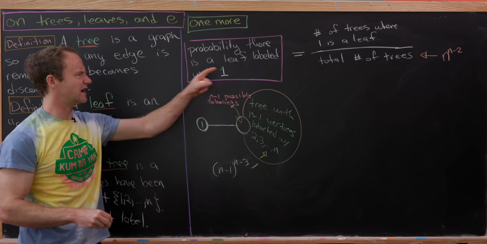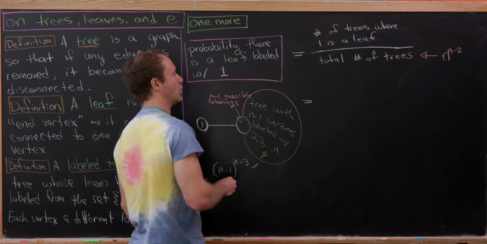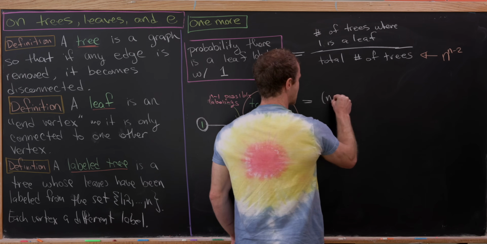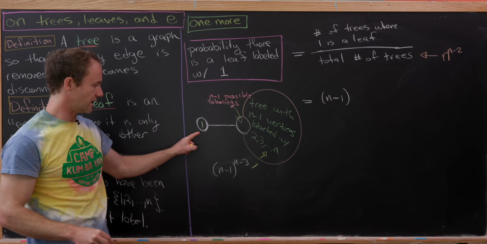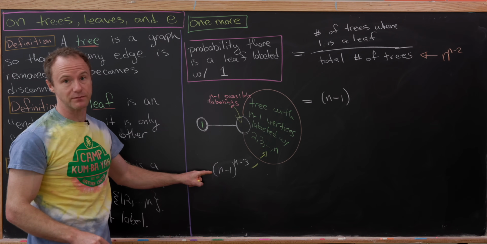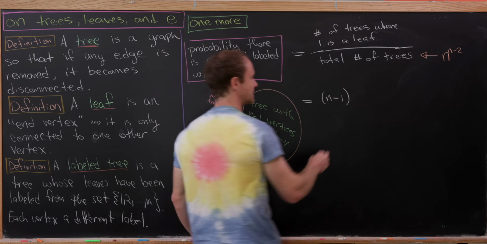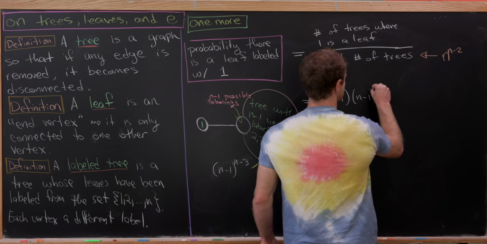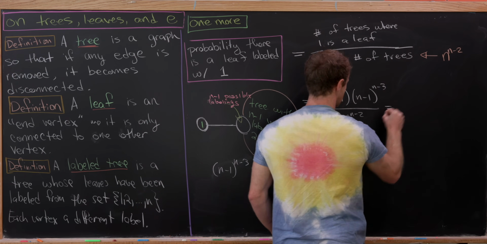Okay, so now we're ready to finish this problem over here. The number of trees where 1 is a leaf: we have n minus 1 ways of choosing the connection point to 1. And then after that, we have to build a tree. But there are n minus 1 to the n minus 3 ways to build that tree. So let's write that down. And this is all over n to the n minus 2.